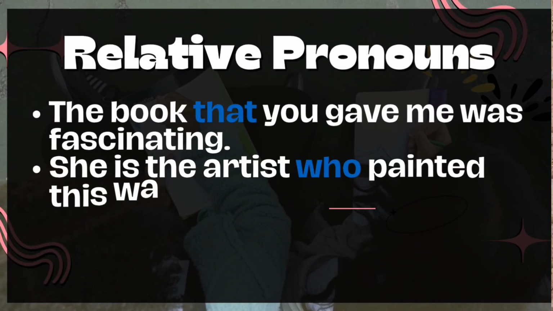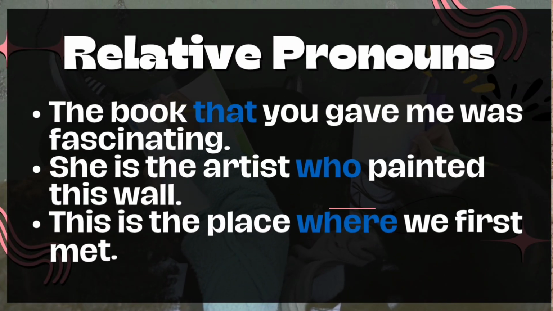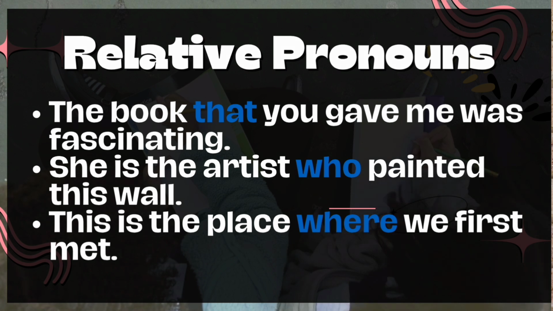The book that you gave me was fascinating. The relative pronoun in the sentence is the word that. So the word that is connecting something to something. Can you see it? Let's have a look. It's connecting the book to additional information. You gave me was fascinating. And in the next sentence, she is the artist who painted this wall. The relative pronoun in that sentence is who.